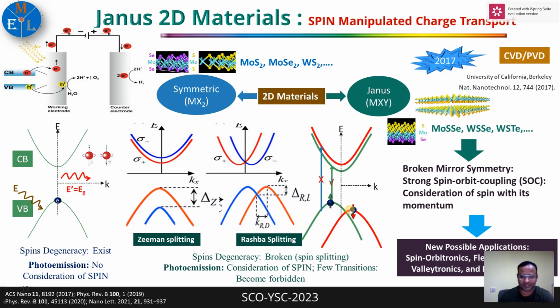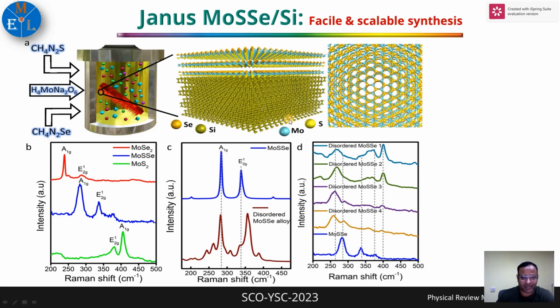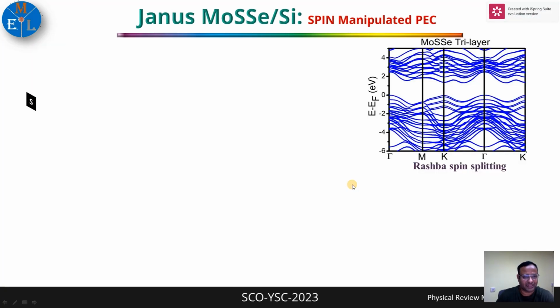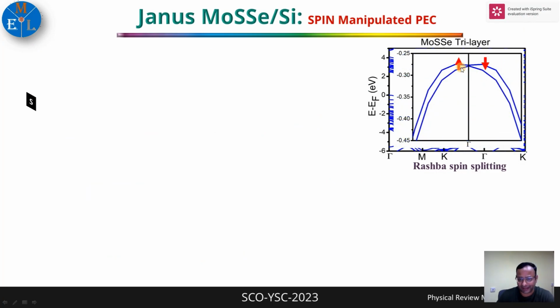So you can have Rashba splitting in the valence band, and in the conduction band you can have a Zeeman splitting. So once you use this kind of system like MoSSe, they don't have a magnetic element, but still due to the Rashba splitting, they behave with a spin manipulation under the magnetic field. So we first addressed the issue of the synthesis of MoSSe. We recently filed a patent to synthesize Janus MoSSe in a facile way, and then we did the photoelectrochemistry experiment. This is the band structure.